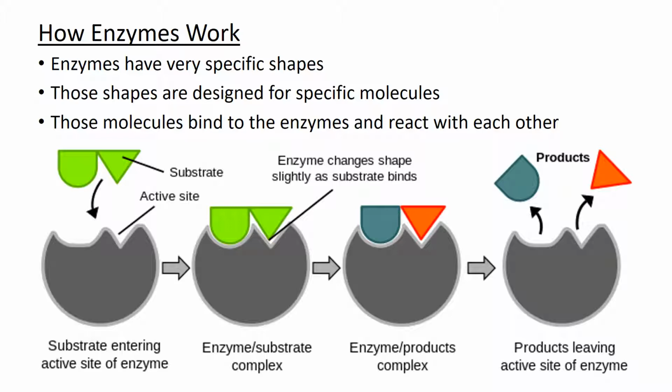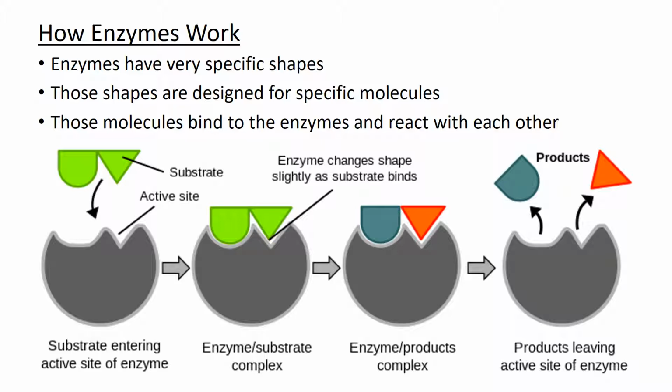How do enzymes work? How do enzymes catalyze such specific chemical reactions? The answer has to do with their shapes. Enzymes have very specific shapes. Remember, enzymes are proteins, and we said proteins have very complex shapes. And so the result is that enzymes have very specific shapes. Those shapes are designed for specific molecules. Not just any molecule can combine with any enzyme. And those molecules bind to the enzyme and react with each other.